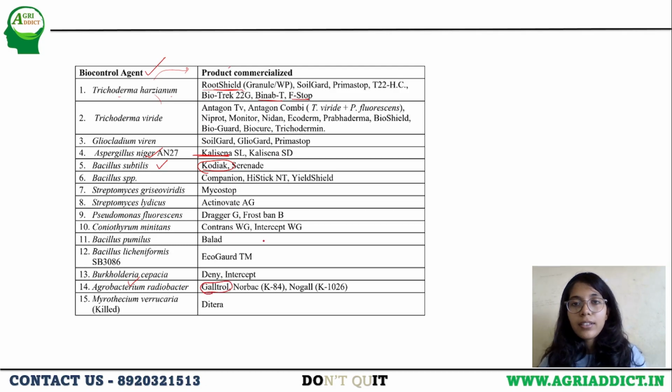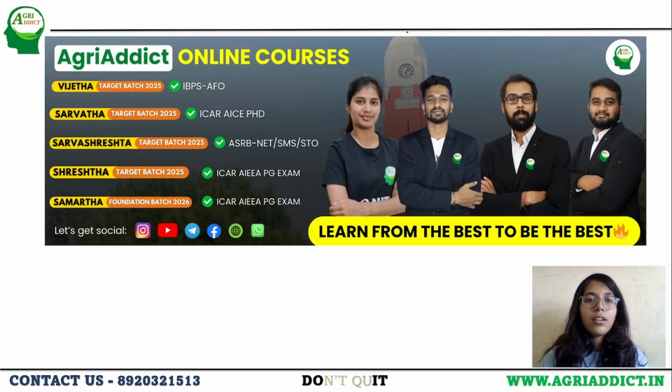I hope in today's video you all had a clear overview and understood clearly the introductory part of plant disease management. We learned today about the three methods, that is avoidance, exclusion, and eradication. In the next video, we will learn about the other principal methods.